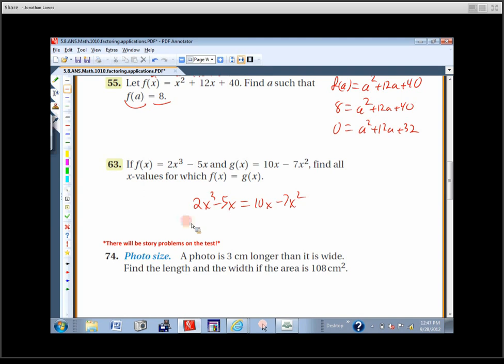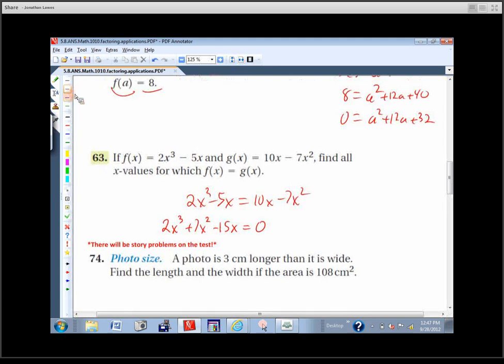So let's take a look here. If I move that over, I get 2x cubed plus 7x squared. If I move the 10x over here by subtracting, minus 15x equals 0. Okay, is that okay? Did I do that right? Okay, I'm not going to finish this one, but we will get started on factoring it. Take out an x. Thank you very much. Maybe we will finish this one.